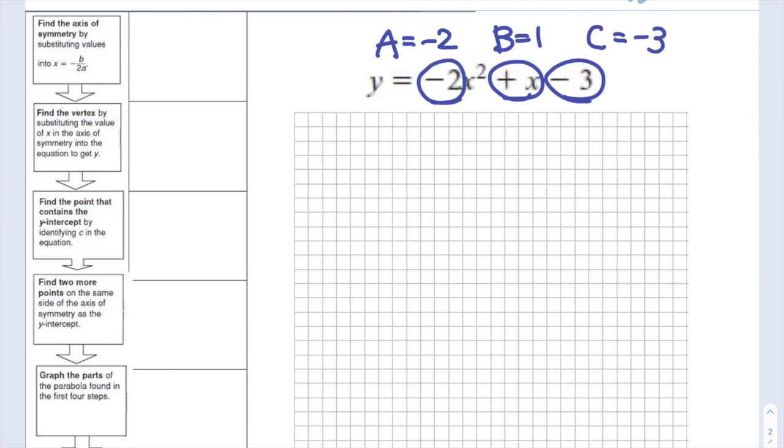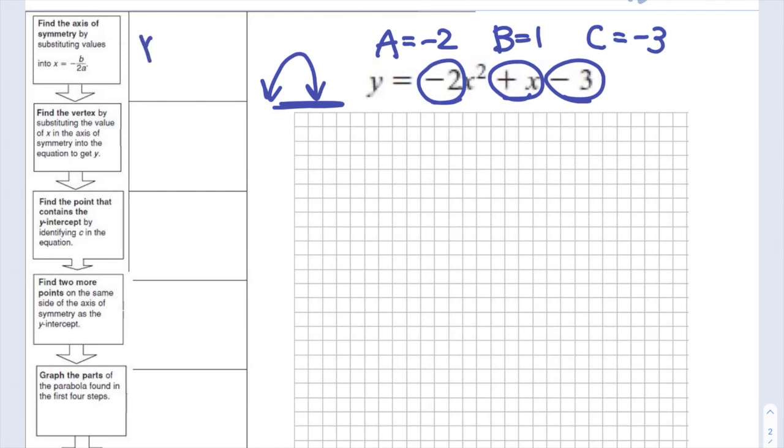Now, notice that a is a negative value. You learned through your previous assignment that when a is negative, your graph should be going down. So a positive a means it's a smile, it's a happy face. But a negative a means it's going down, it's a frown face. So whenever I graph it, I know what my graph should look like. That will help me check that I am finding the correct parts.